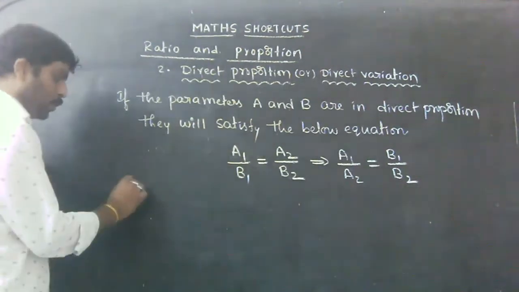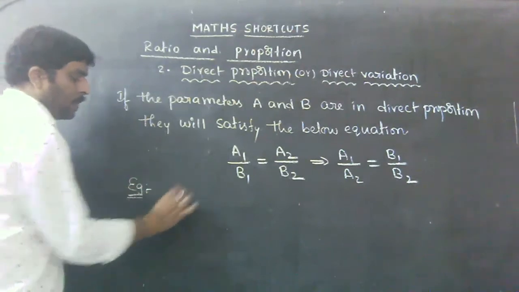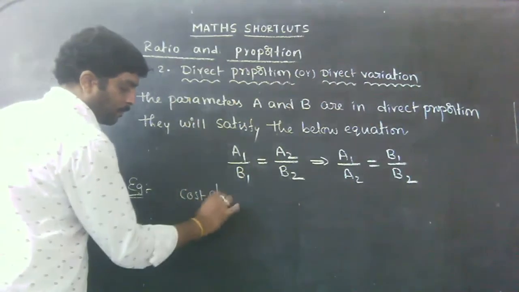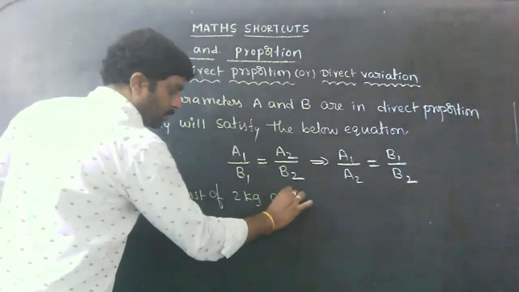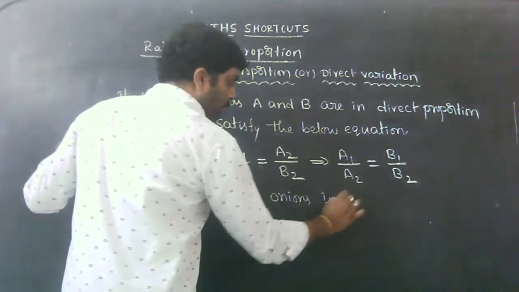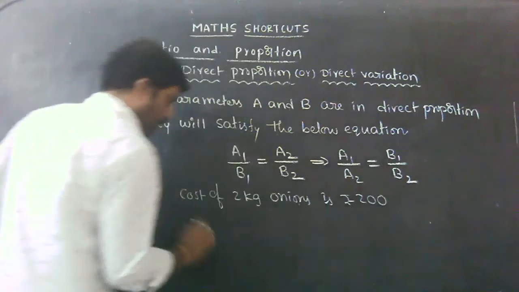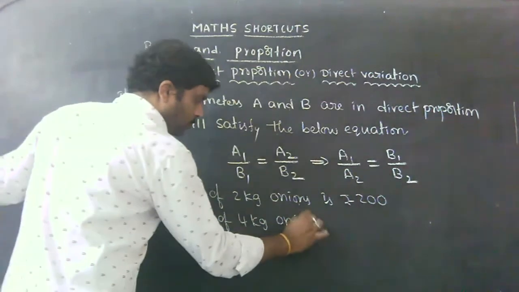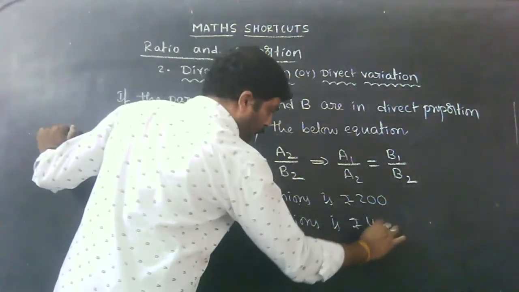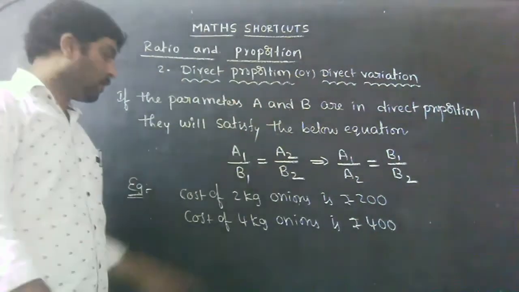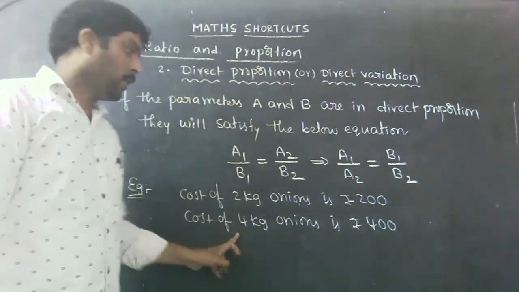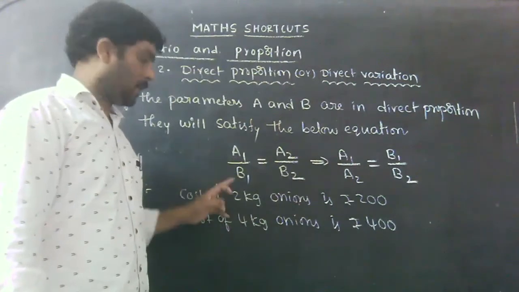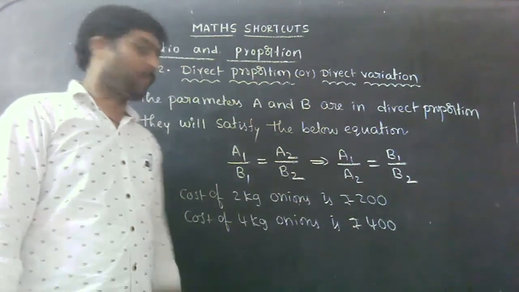For example, what is the example? Cost of 2 kg onions is 200 rupees. Cost of 4 kg onions is 400 rupees. Just you can check it. Number of kgs are A1, A2. Their costs are B1, B2. Now you can check it.